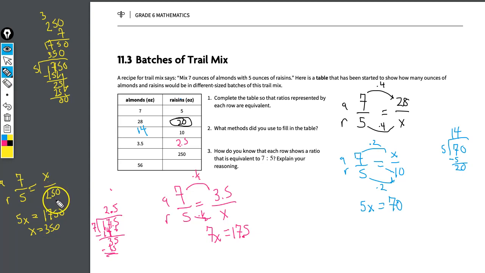Also, you could have thought, oh, I wonder how many times 5 goes into 250. Well, 5 goes into 25 5 times, and then you have that 0, so that would be times 50. So the times 50 here, 7 times 50, 3,500.